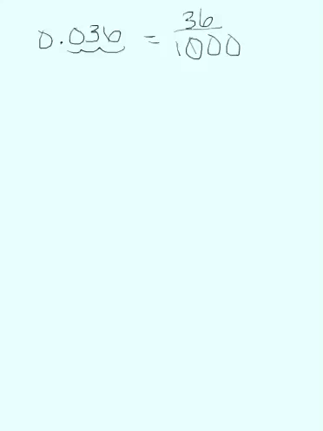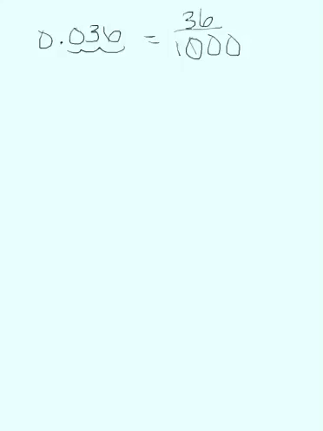Specify that. So let's look at example A. 0.036. Well, we want to change that to a fraction. Well, what's my numerator? 36. And the denominator is 1,000. Where'd you get the 1,000 from? 3 zeros. Make sense?